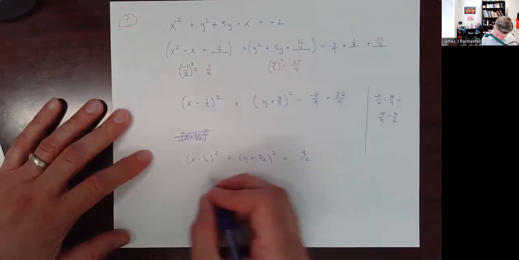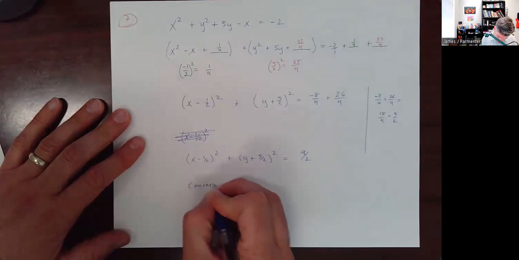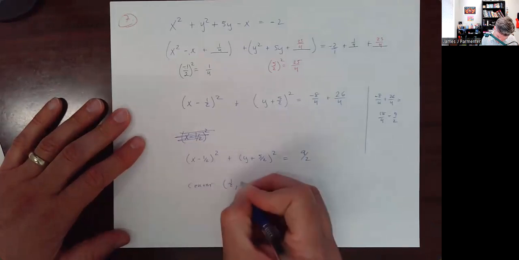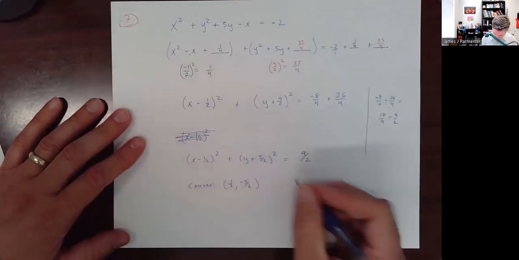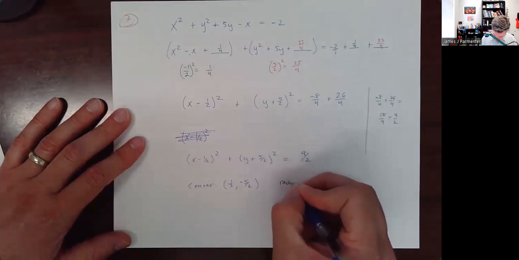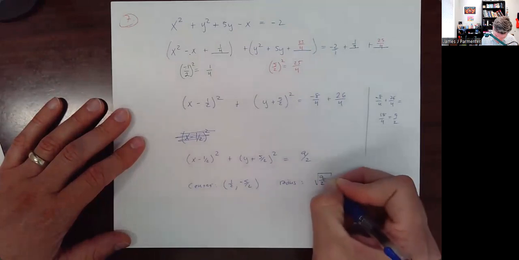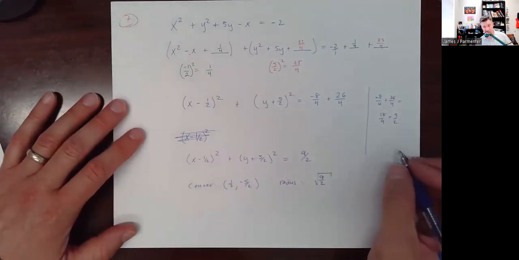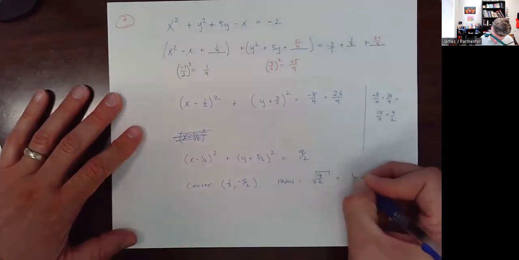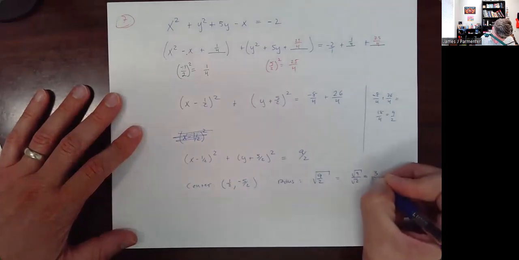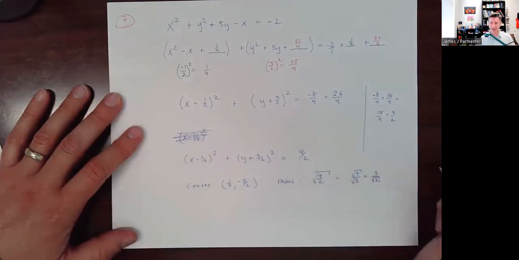So then our center is positive 1/2, negative 5/2. And our radius is the square root of 9/2, which really does not simplify very nicely. If you really wanted to, you could square root both parts. You could write it as the square root of 9 over the square root of 2, and then the square root of 9 is 3 over the square root of 2. That's not really any better, though.